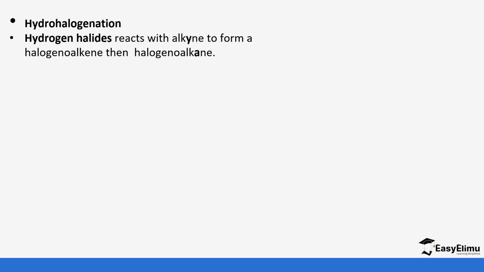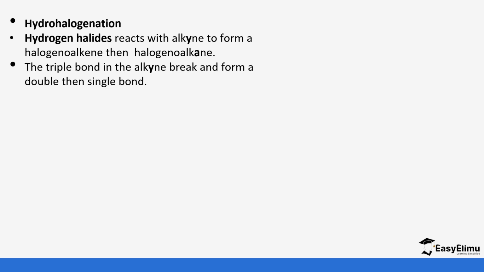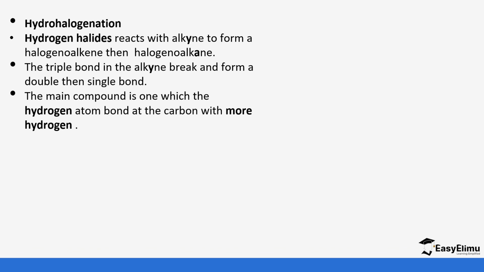So another addition reaction is hydrohalogenation. Hydrohalogenation is the addition of hydrogen halides to form a haloalkene and then a haloalkane. The reaction is simultaneous. A triple bond in the alkyne breaks to form a double bond and then a single bond.